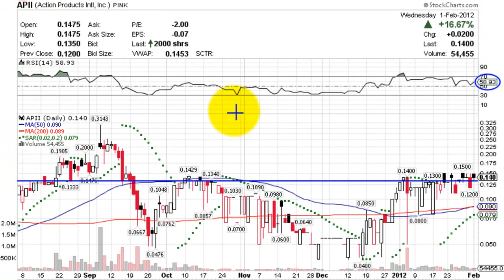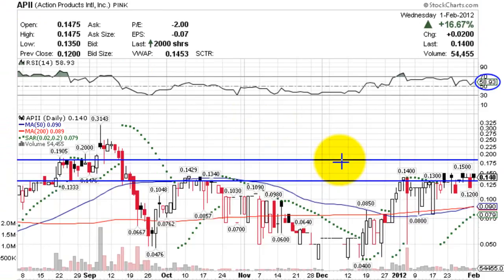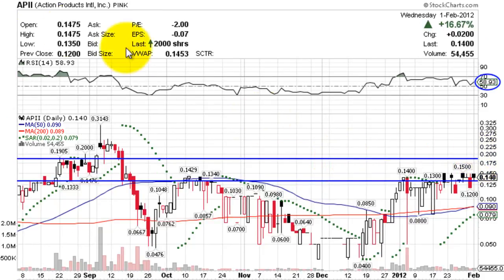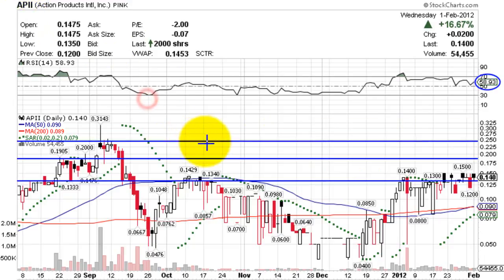If we put some resistance lines up here, we're going to see that there's not too much resistance. I'm going to put one right here around the 18-19 cent mark, and the next one right about there, the 24-25 cent mark. So it's definitely holding this line very well, and we can see this resistance line come pretty quick. It's not too far away.